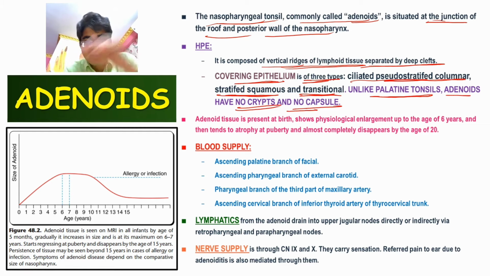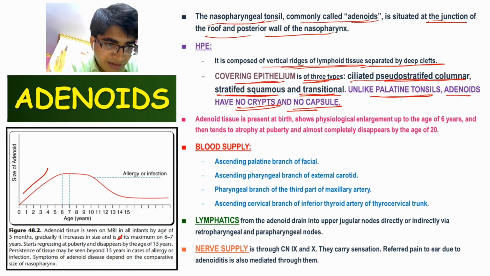Now, adenoids have a typical growth pattern, and you need to know that, correct? So, firstly, it is actually present at birth only, shows physiological enlargement up to 6 years of age. Then from 6 or 7 to about 10 to 12 years of age, okay, it shows a plateau phase.